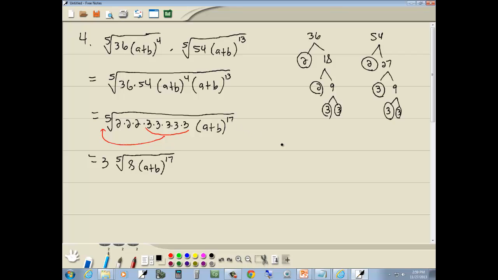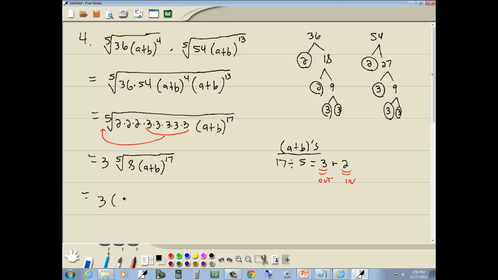Well, let's figure out how many a plus b's we're going to have come out. So a plus b's. We're going to take our power, which is 17, divide by our index, which is 5. Again, take your power, divide by your index, the number in the slot. And then this is old style division. 17 divided by 5 is 3 with the remainder of 2. So this is how many are going to come out. We're going to have 3 of them come out, and we'll have 2 of them stay in.